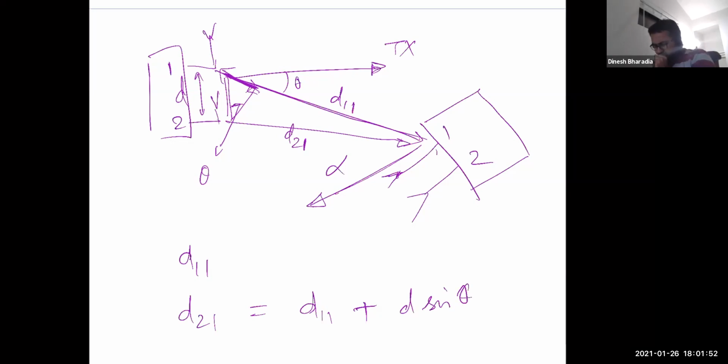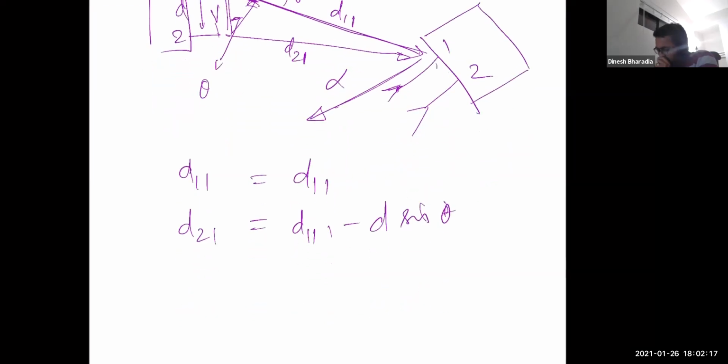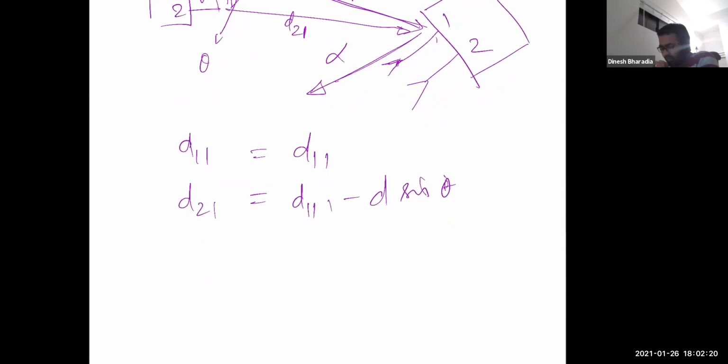Actually, it's the other way around. Minus d sine theta, because d11 is longer and d21 is shorter. Correct? Or we can write it the other way around. Actually, let's keep this as d11 and this is d11 minus d sine theta. Okay, clear? How about d12 and d22? Let's keep d22 as d22.